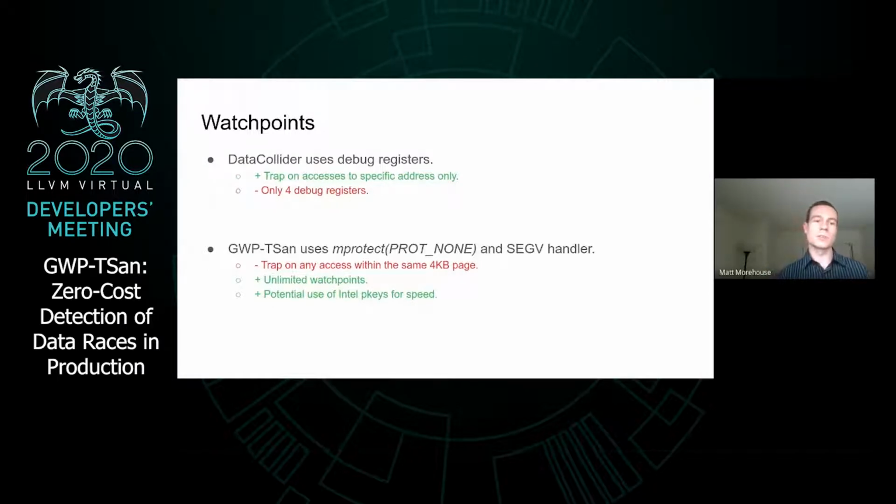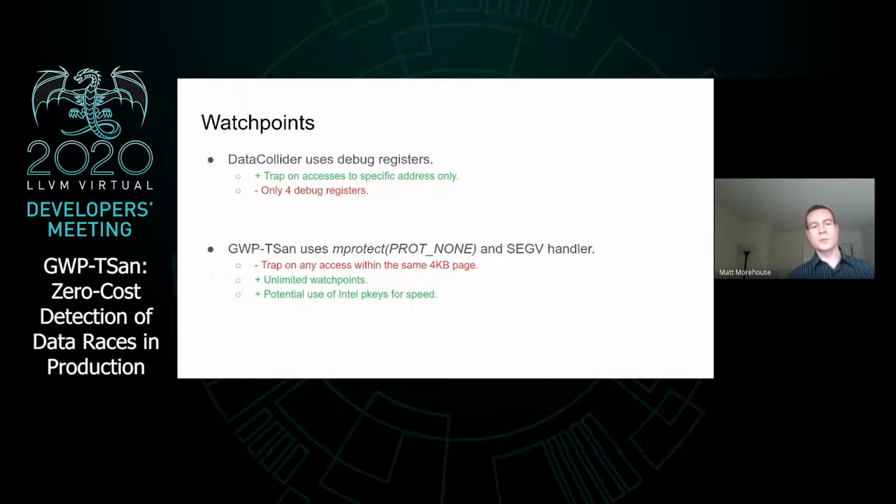Now, a key difference between GWIP TSAN and Data Collider is the mechanisms used for setting watch points. Data Collider uses debug registers for this. This allows them to trap on accesses to specific addresses. However, there's only 4 debug registers, which severely limits the number of watch points you can set. It also will conflict with any tools that use debug registers for tracing or other things.